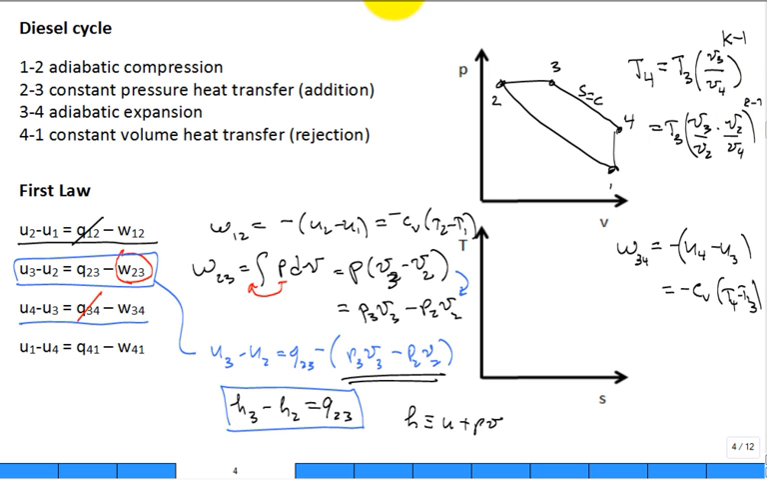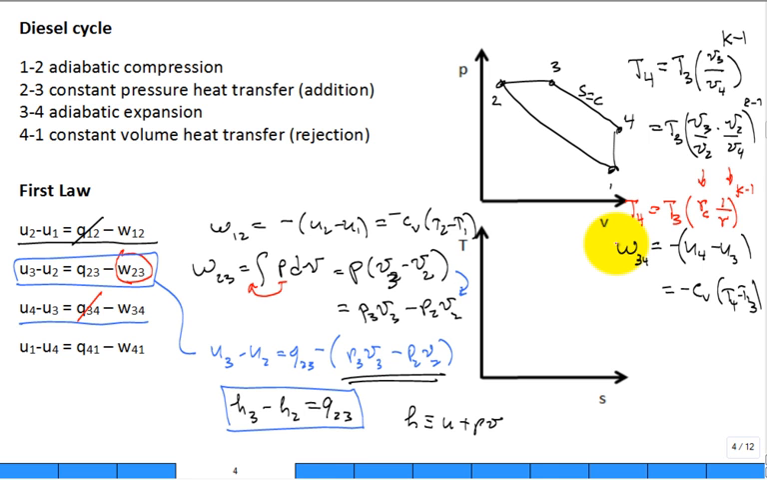And now we see that this part right there is 1 over the compression ratio. But this part right here is the cutoff ratio. So we have the product of the cutoff over the compression ratio raised to the power K minus 1, and that's how the temperature T4 can be predicted from the temperature T3.